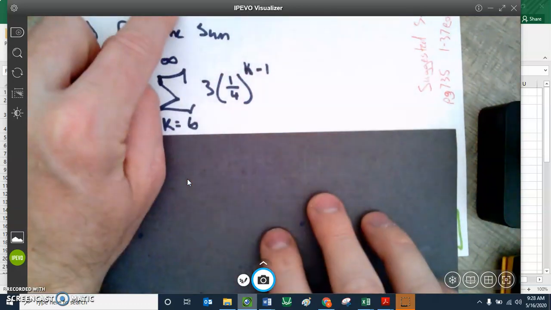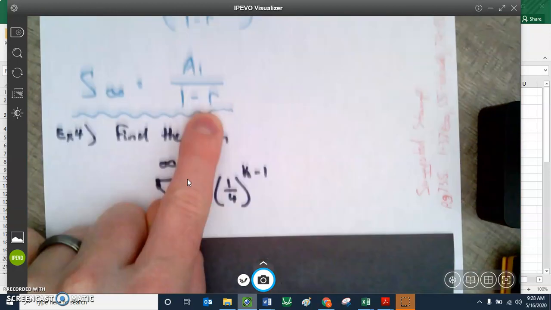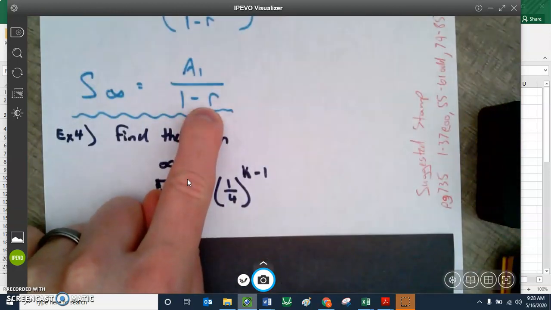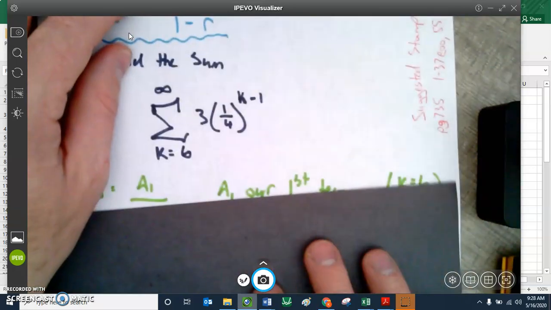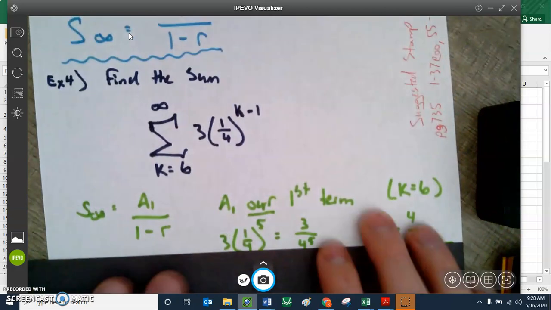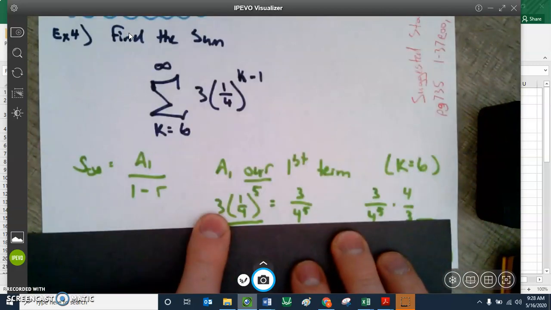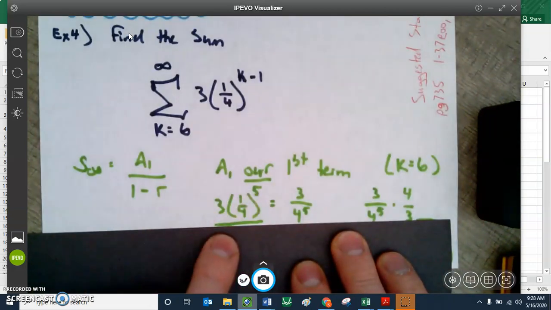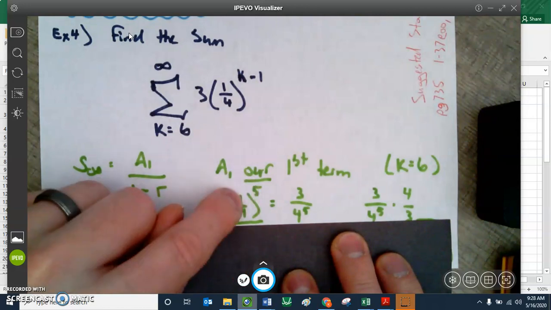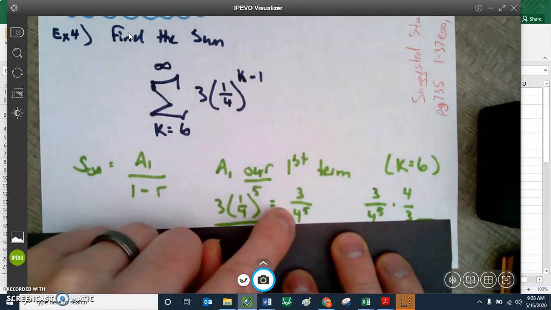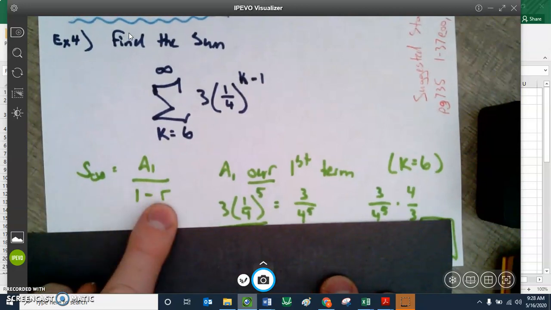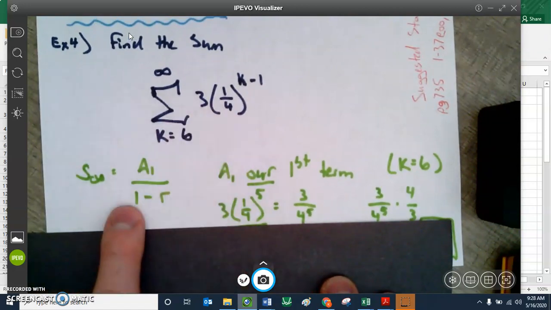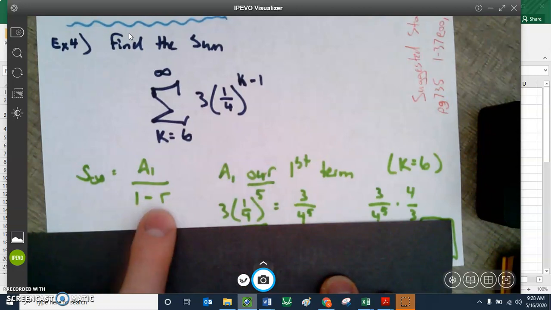Okay. And then I'm doing 1 minus r, our common ratio. Our common ratio is what I'm multiplying by over and over and over. In this case, it would be 1/4. So we have all this information. Let's take a look at some math here. Our first term, 3 times 1/4 to the 5th power. 1 to the 5th power is 1 times 3, 3. 4 to the 5th power is just 4 to the 5th power. On bottom, we're doing 1 minus r, 1 minus 1/4, right? So that's 4/4 minus 1/4, 3/4.